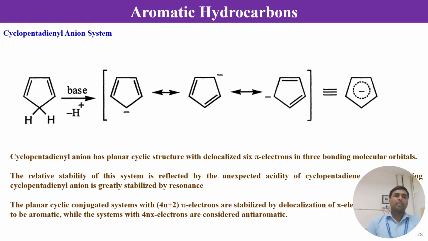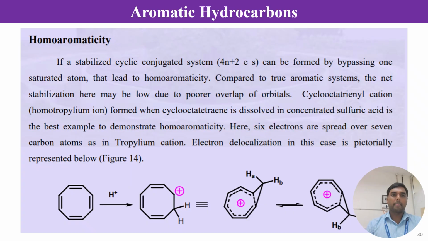Let's come to the cyclopentadienyl system. When a proton is taken out, it is a cyclopentadienyl anion system, and you can see that this is a conjugated system. So when it has a conjugated system, it will be a planar structure and a 4n plus 2 pi electron system, and that's why it's an aromatic system.